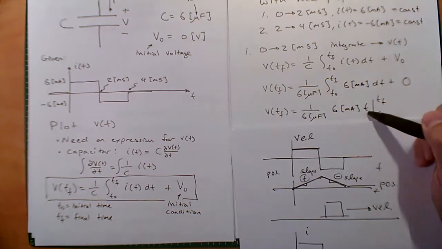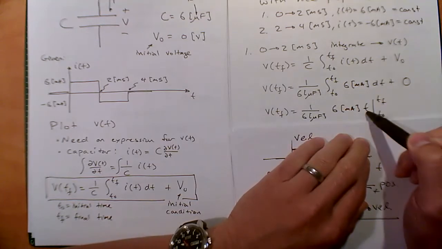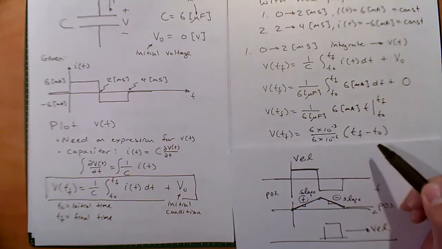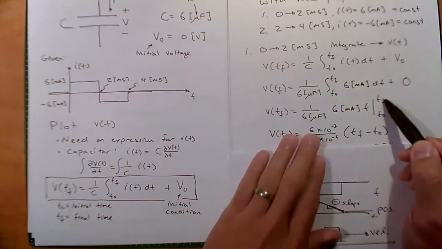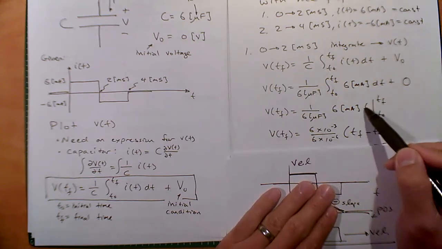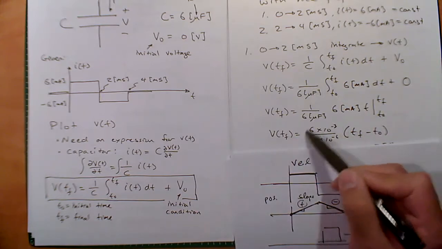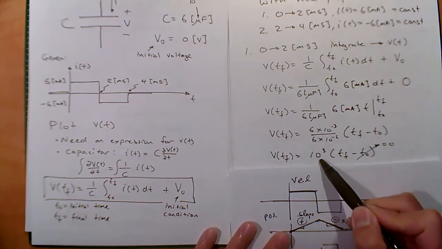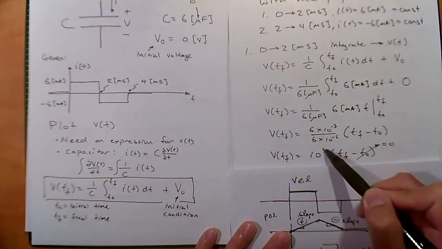I get t. And then I got to integrate it from t0 to tf, right? The integration of just dt is t. And so I get 6 times 10 to the minus 3 and 6 times 10 to the minus 6. And then remember in calculus, when we integrate, we got to do tf minus t0. Okay, the plus 0 went away over there. This is nice. That becomes just 10 to the 3, right? The 6's cancel. 10 to the minus 3 over 10 to the minus 6 becomes 10 to the positive 3.